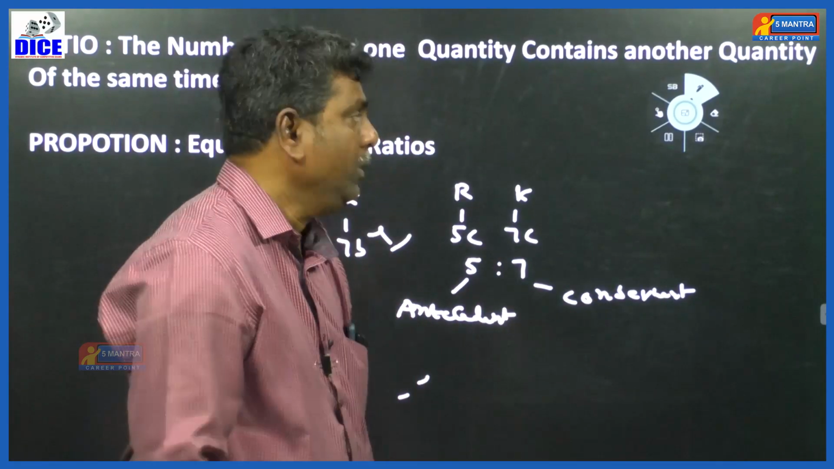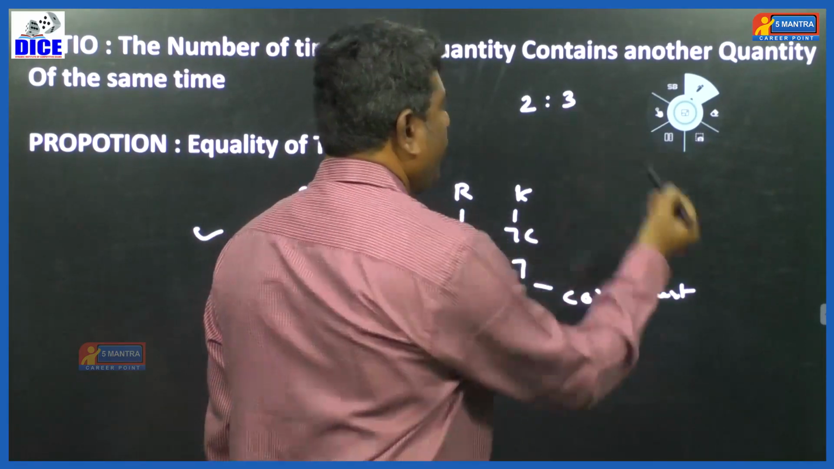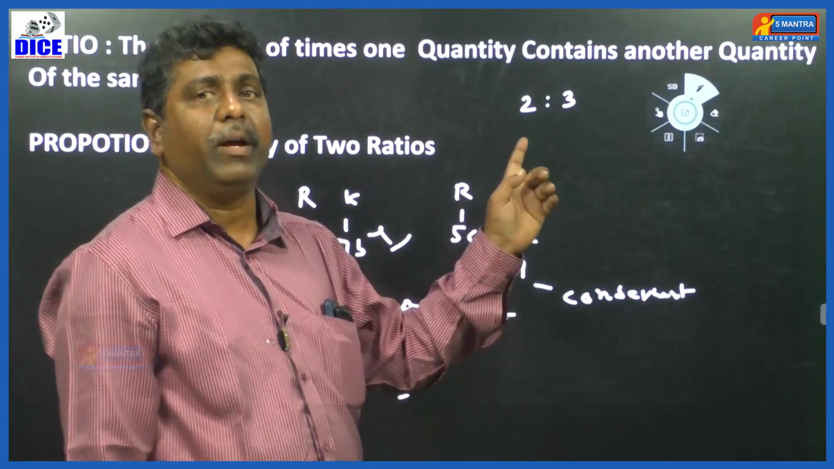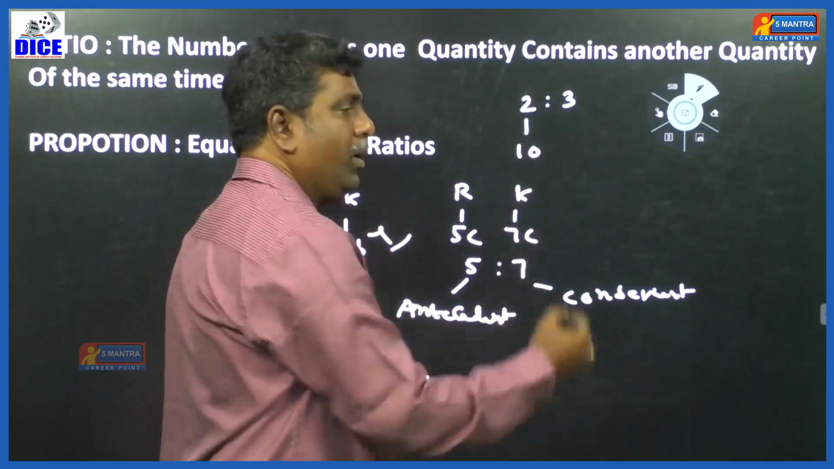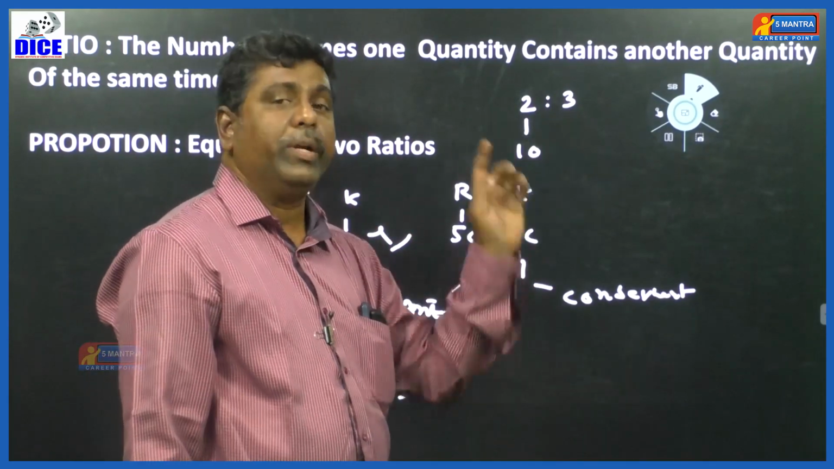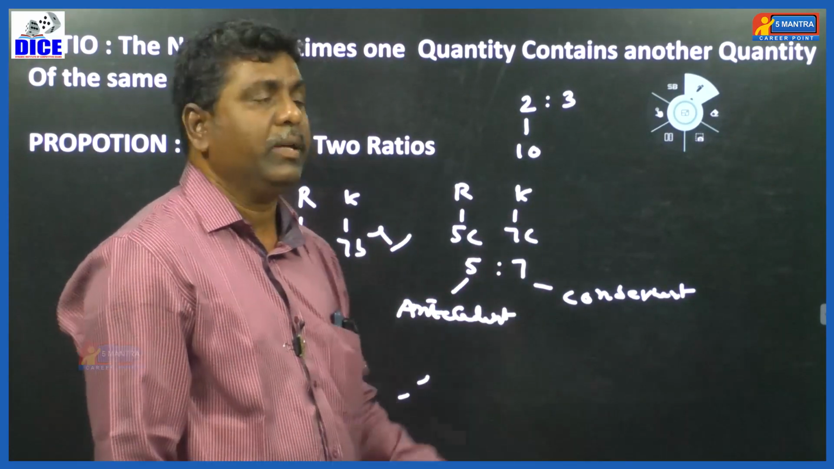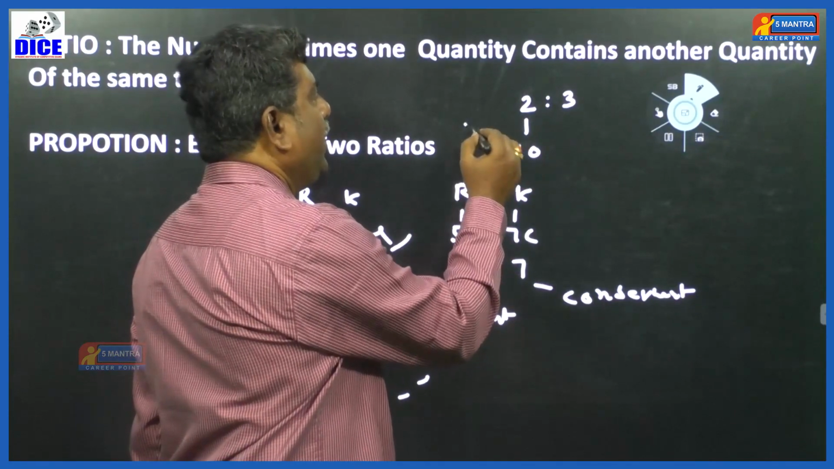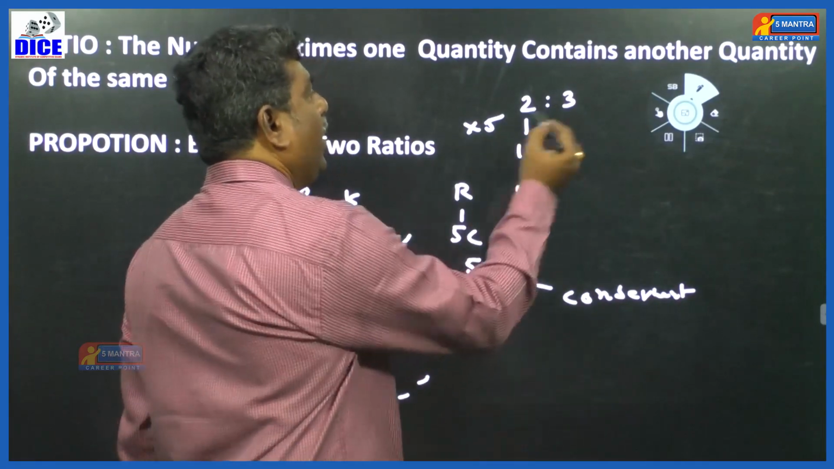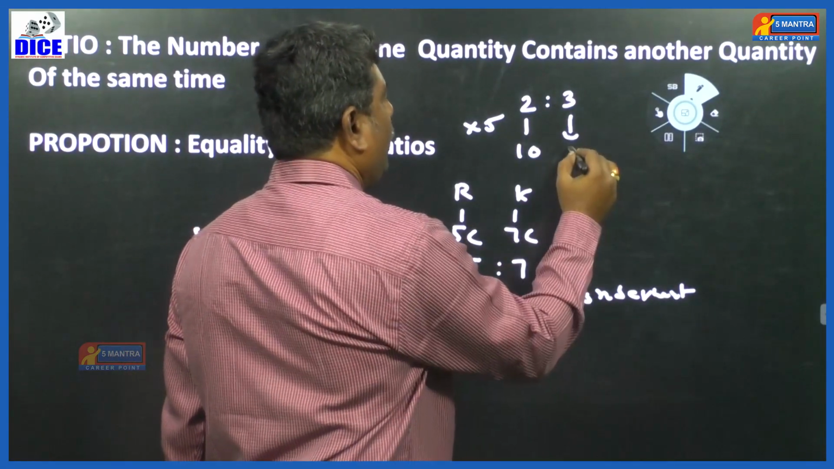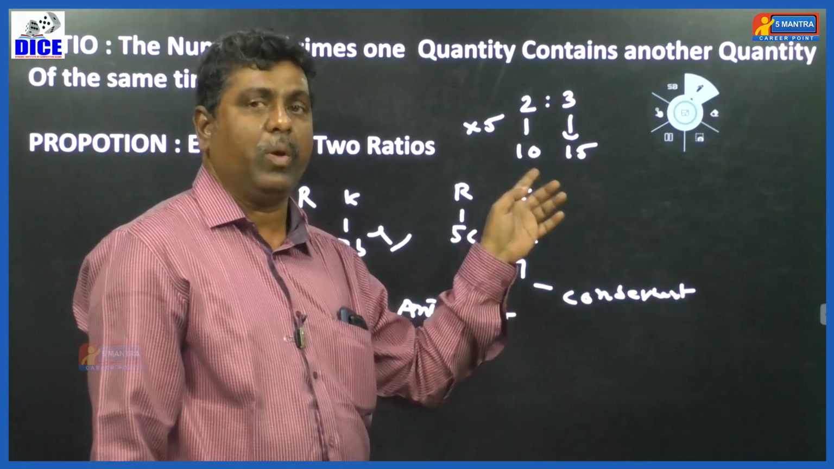A small example. Suppose the ratio is 2:3. In this ratio, if the antecedent becomes 10, what is the consequent? This 2 becomes 10, so with what number is it multiplied? 2 multiplied by 5 is 10. So the next number is also multiplied by 5. That's why 3 into 5, 15 is the required answer. This question comes in the examinations also.